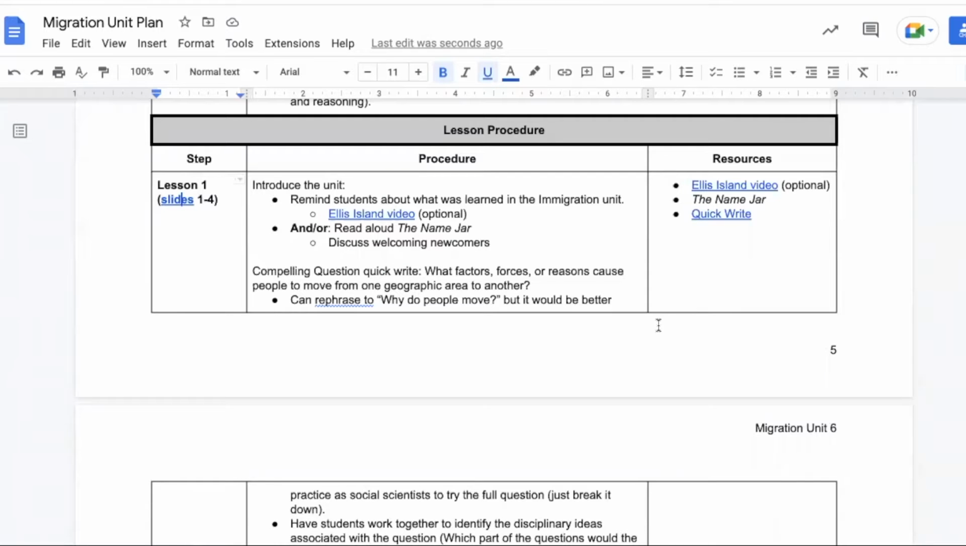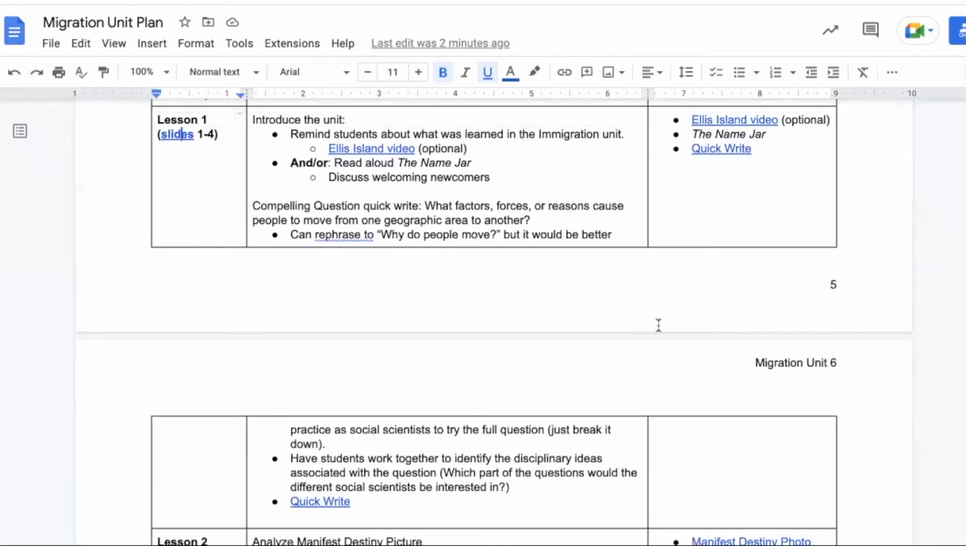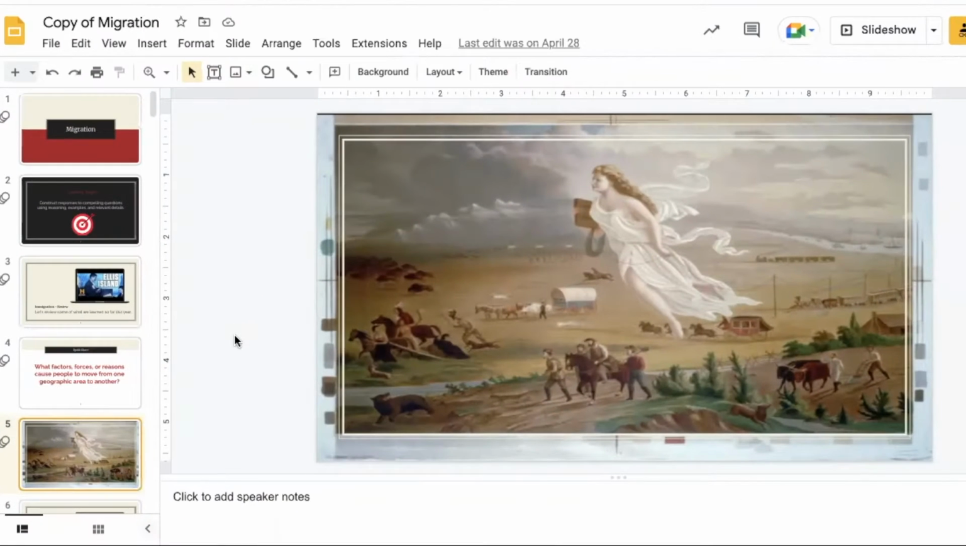So the unit begins by reminding students about what they learned in the immigration unit. So you can review Ellis Island or read The Name Jar, and discuss the concept of welcoming newcomers to a new area. Then you move into looking at the compelling question and breaking it down to how social scientists would want to learn about it. In lesson 2, we take a look at the Manifest Destiny picture and talk about what we see in it.